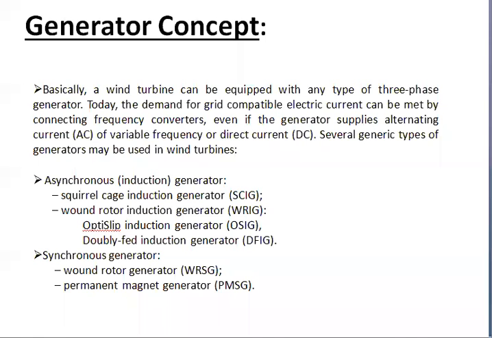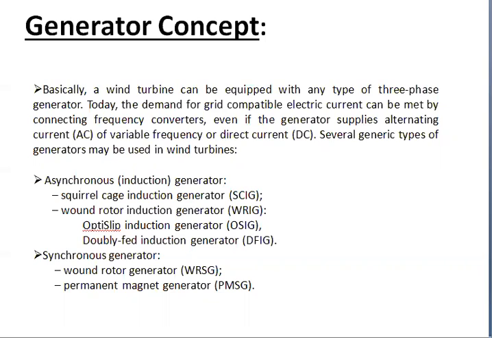Coming to the generator concepts, basically a wind turbine can be equipped with any type of three-phase generator. Today, the demand for grid compatible electric current can be met by connecting frequency converters, even if the generator supplies alternating current of variable frequency or direct current. So, several generic types of generators may be used in wind turbines.